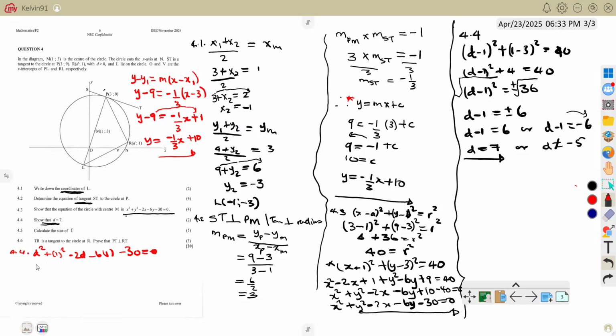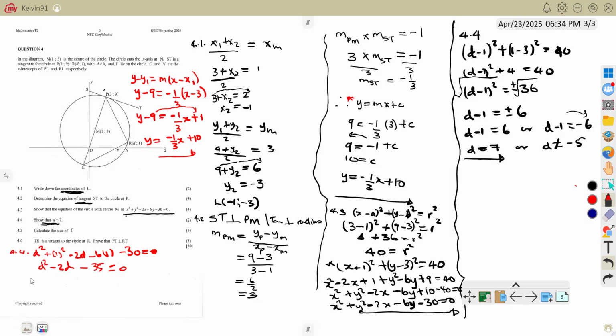So you'll be left with D squared minus 2D. Then we have a 1 minus 6, it's minus 5. 1 minus 6 is minus 5. Minus 5. So here it's going to be minus 35 equal to 0. If you are comfortable with factorization, then do the factorization and solve. But I recommend the use of the quadratic formula.